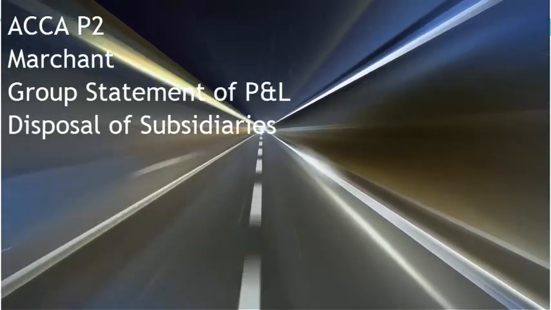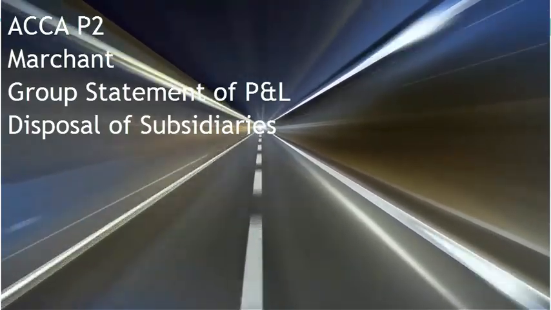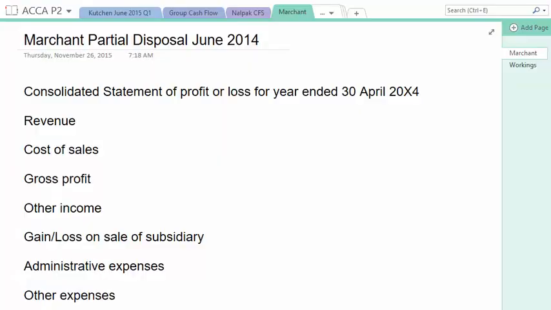So this is a question called Marchant. It's from the June 2014 exam. It involves partial disposals of subsidiaries. In one case we lose control and in the other case we keep control.